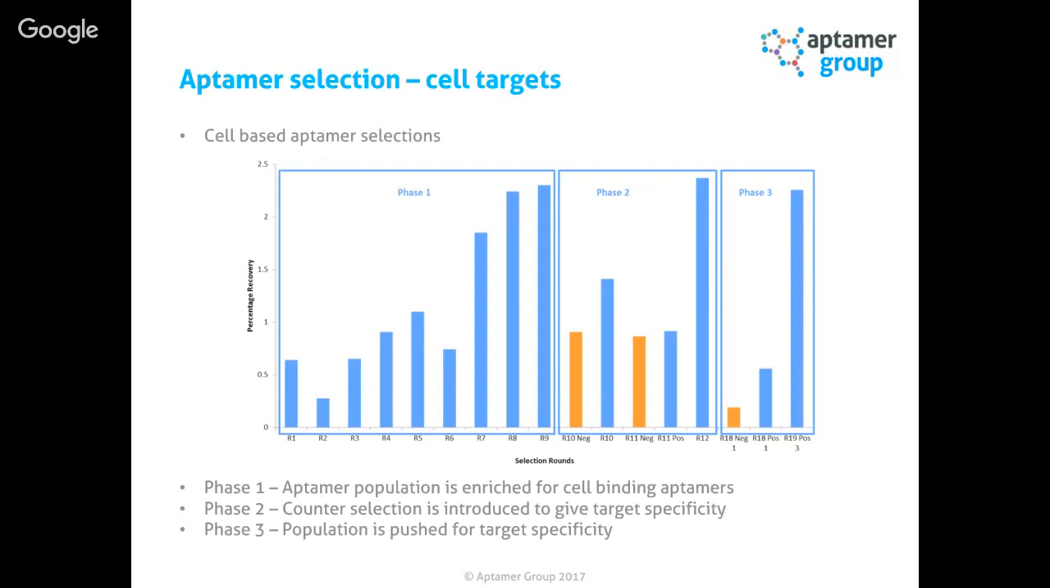So we would introduce at this point the healthy cell line to then start removing aptamers that bind to the healthy cells. And then in phase 3, we push for the most high affinity and high specificity aptamers that we can get. So you can see the population takes a really strong hit at the start of phase 3 because we really ramp up the selection pressure, and you can see it very quickly recovers there.